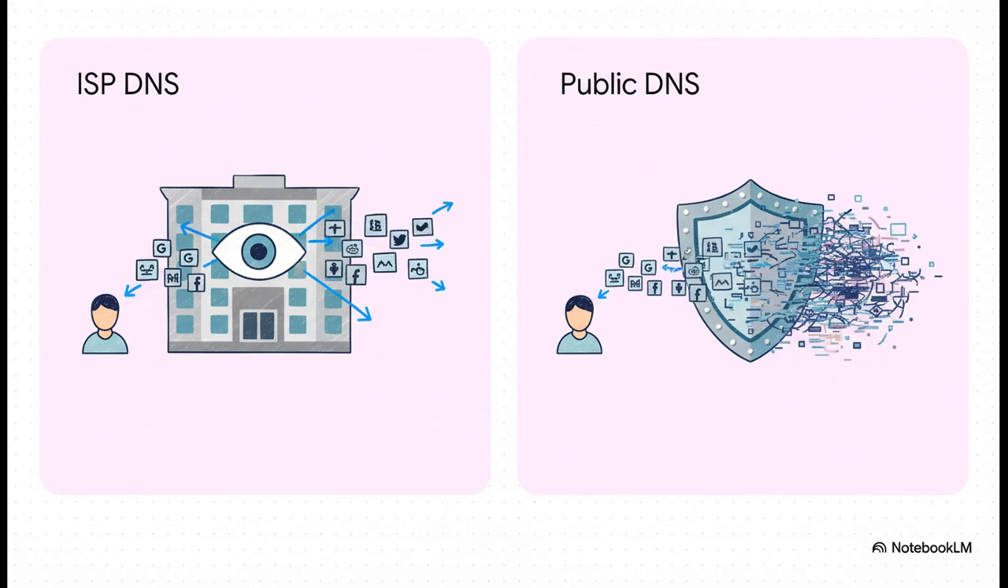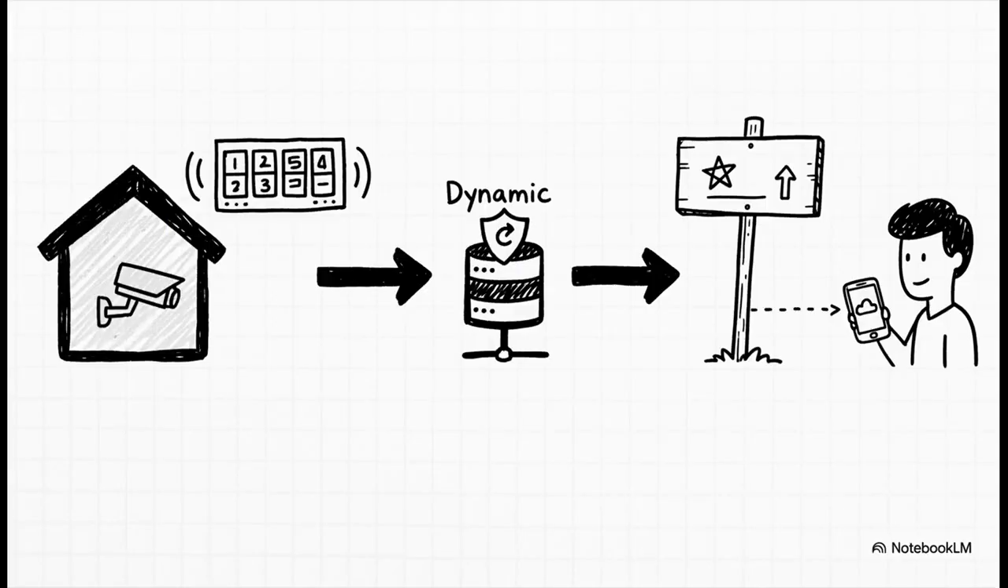So, why would you even bother changing from the default? Well, think about it. Your ISP can see every single website you look up through their DNS, and they can use that to build a pretty detailed profile about you. If that makes you a little uncomfortable, you can switch to a public DNS provider that promises not to track you. At the end of the day, it's a choice between what's easy and taking a bit more control over your own data.